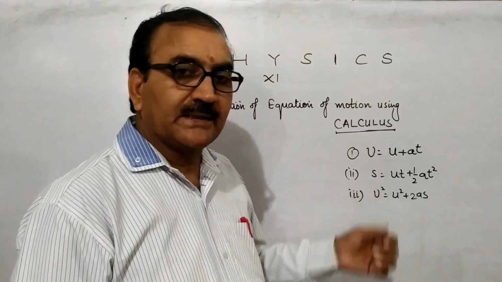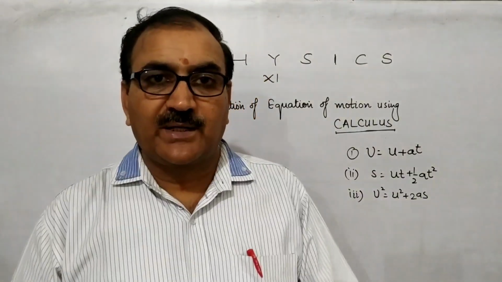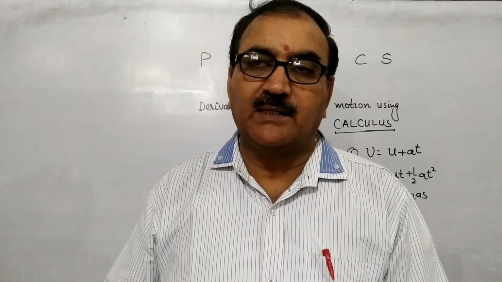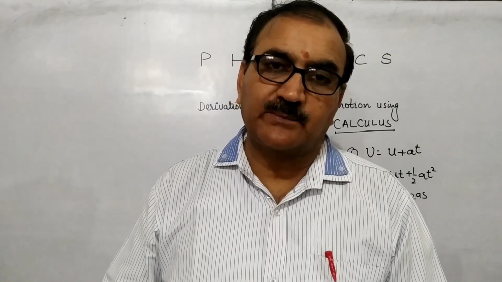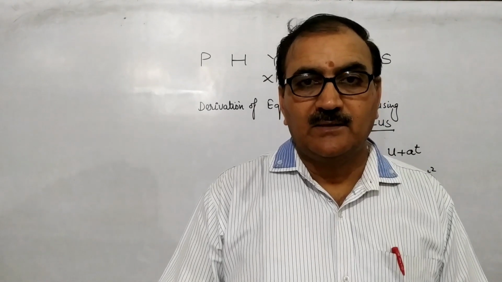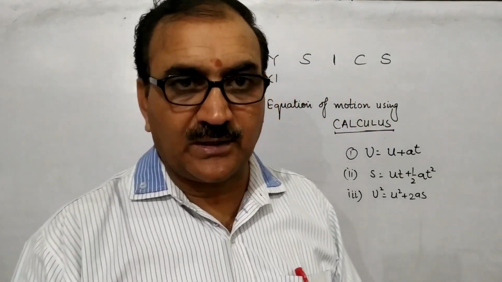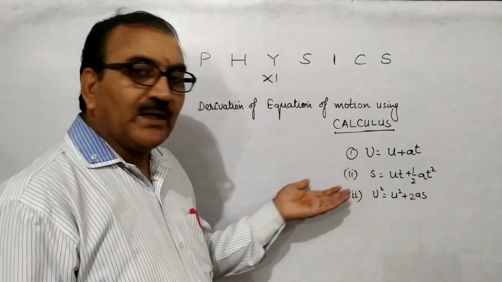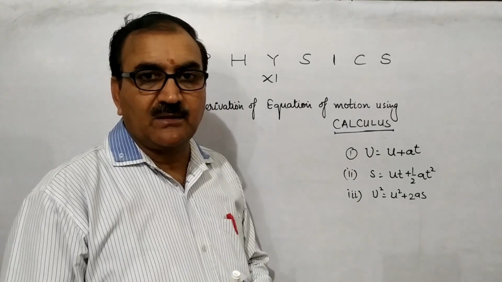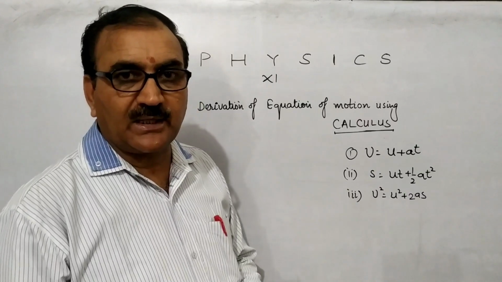Here another thing, s is the displacement or distance, because when a body moves in a straight line or straight path, in that case displacement and distance are equal. If a body is in straight line motion, then the displacement is the same as the distance. So here we have to prove, suppose the body is moving with a constant acceleration.